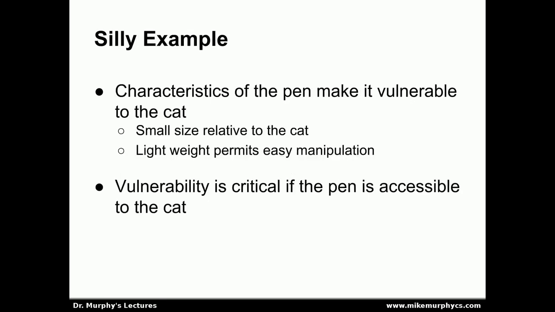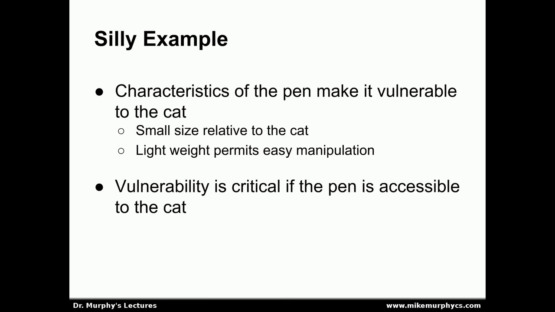So in our silly example, perhaps this will make it a little bit clearer. Why is the cat able to threaten the pen? We have the cat who wants to grab the pen, take it, kick it under the refrigerator. That's the threat. What makes the pen vulnerable to that threat? Well, it's actually the pen's characteristics. It is a small and light object. And the cat is much bigger than the pen. The cat has the strength to move the pen. The pen is about the right size and shape to be batted around with a paw. And so the light weight of the pen allows the cat to manipulate it easily.